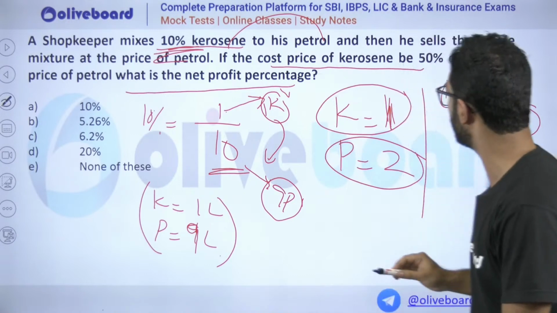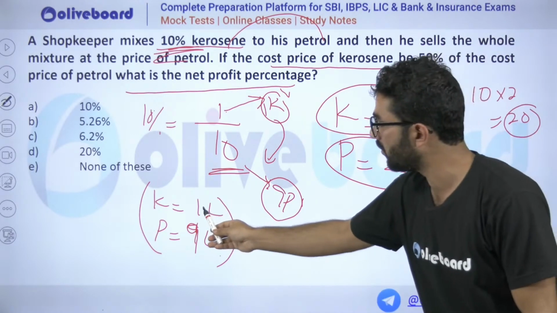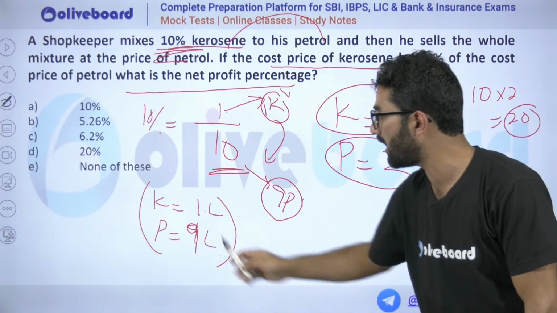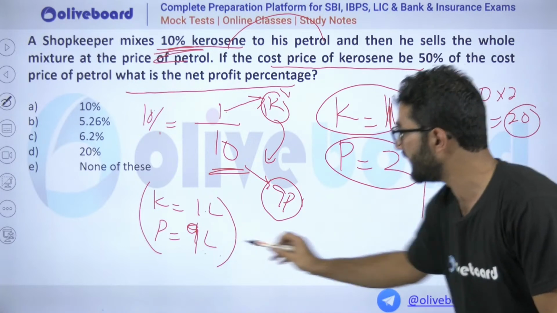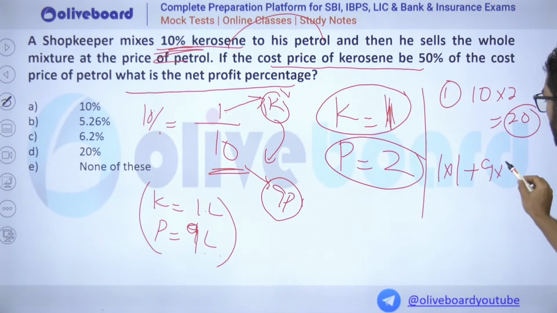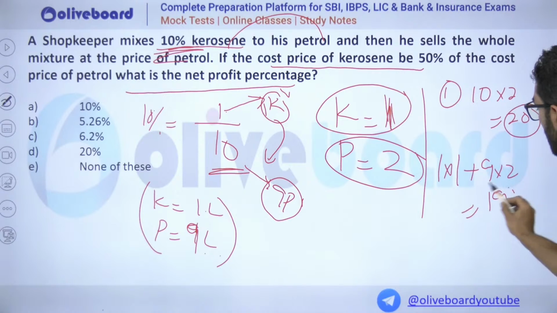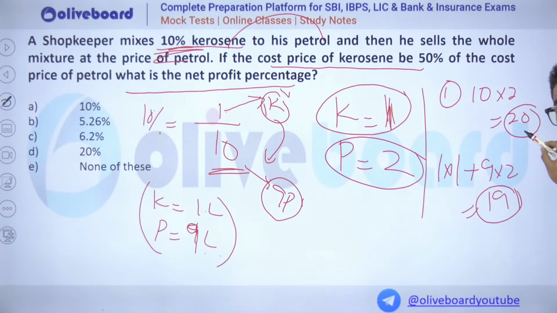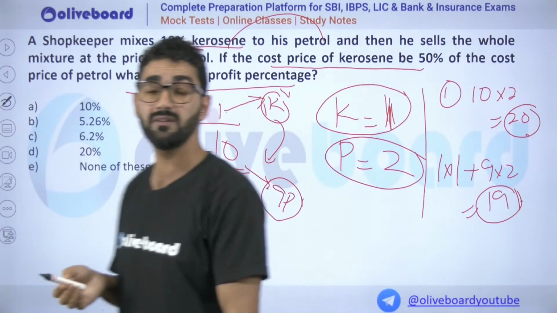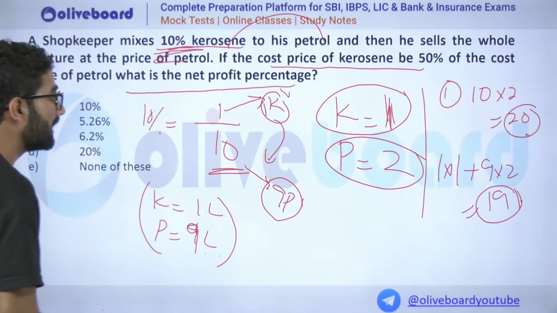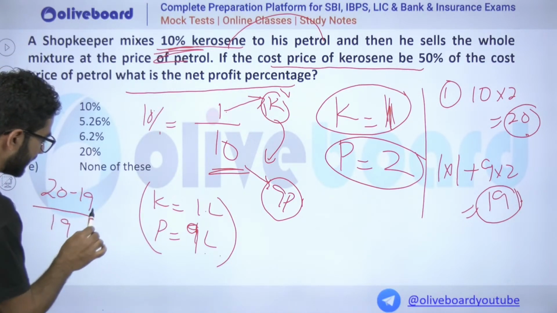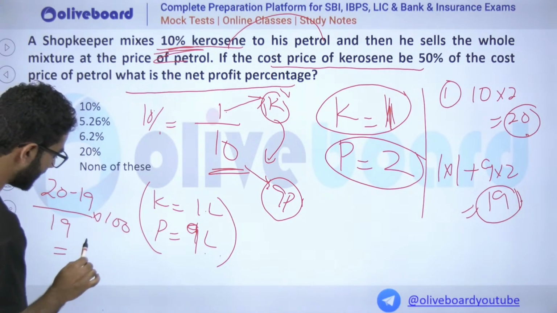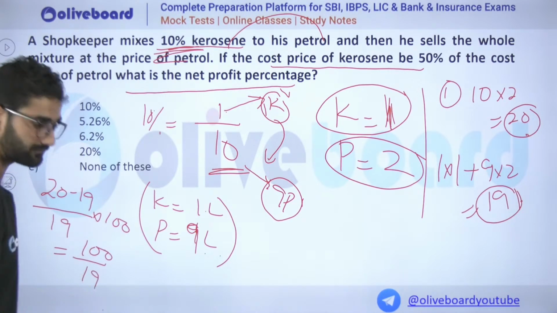But he is a dishonest person. What did he do? He adds 1 liter of kerosene with a cost of 1 rupee, plus 9 liters of petrol that have a cost of 2 rupees each. It is nothing but 19. It should be 20 cost price, but now it is only 19 cost price for the seller. So how much will the percentage profit be? 20 minus 19 upon 19 into 100, which is nothing but 100 upon 19.